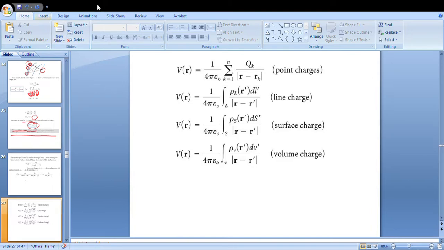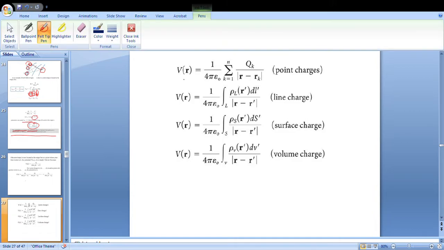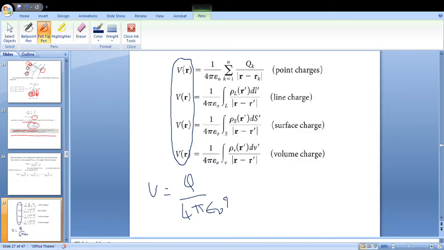Now coming to the next slide. Here you can see that whatever we are calculating is nothing but the potential, right? So what is the main formula for calculating the potential? We have V is equal to Q divided by 4 pi epsilon naught into R. In general, we'll just take this as V itself.